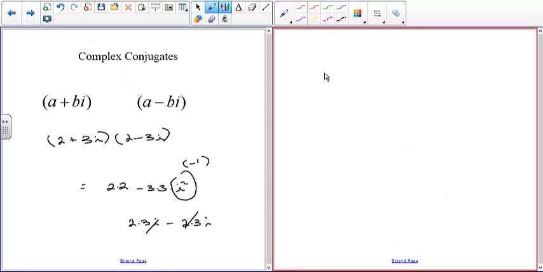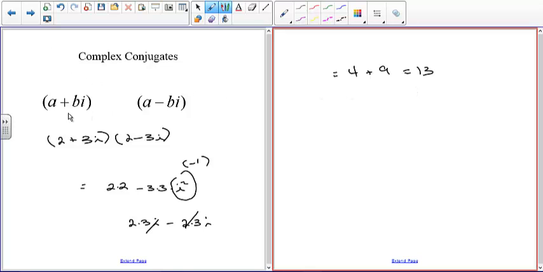So we'll get 4. 2 times 2 is 4. We'll get negative 1 times negative 1, which is positive 1. So we'll get plus 3 times 3. So the answer is 13. So what's so special about that? Well, the original number is a complex number. The complex conjugate is a complex number, but when you multiply them together, you get a real number.